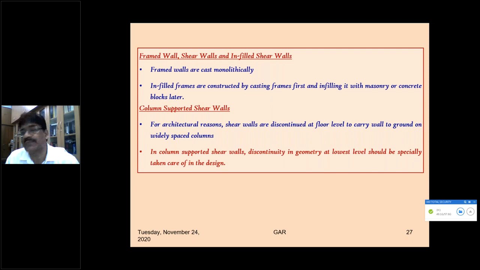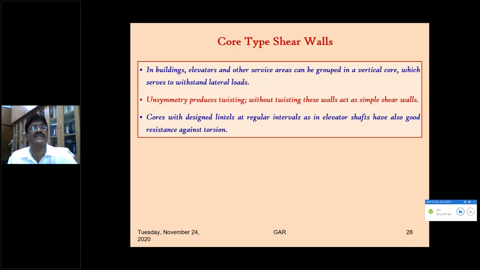Then the core type. In buildings, we have elevators and other service areas, so we can have the core, and the core will be acting as a shear wall.